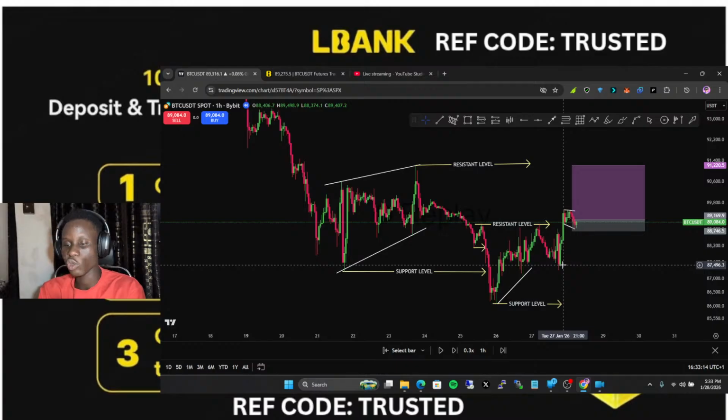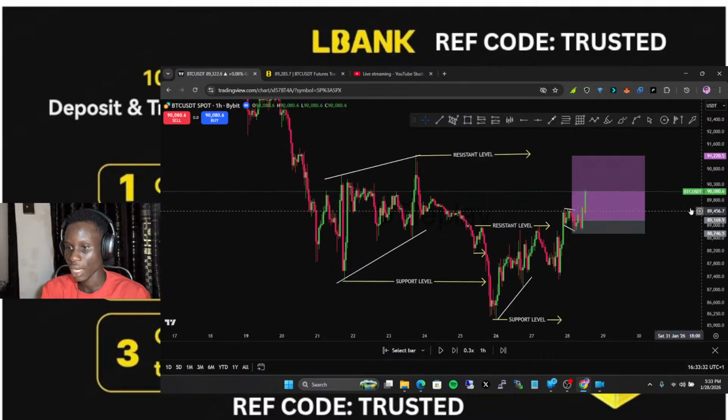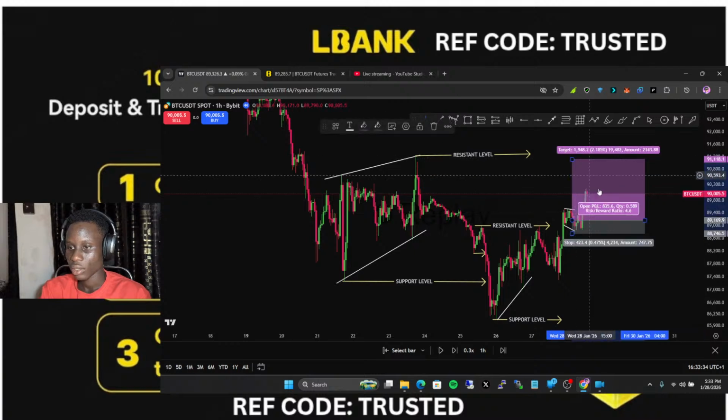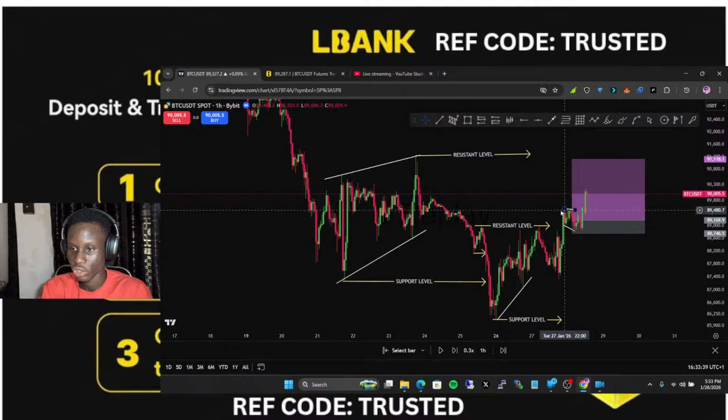And let me continue playing this so you can see how this entry model is effective. Yeah, so that was how we got tagged in, and boom, we start trending to the upside. And you can see that that's basically how you can get into the trade using the breakout or the retest entry model.